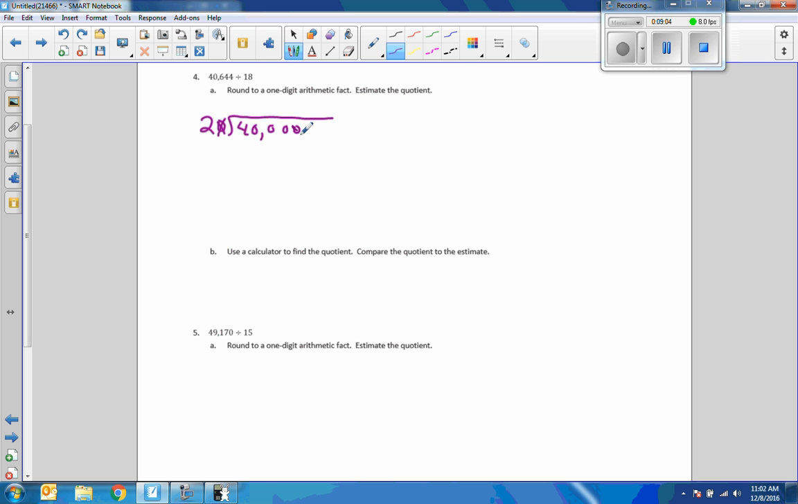I'm going to ignore this zero, so therefore ignore one of these zeros. 2 goes into 4 2 times, and then just copy these zeros. Okay? So my estimate is 2,000.